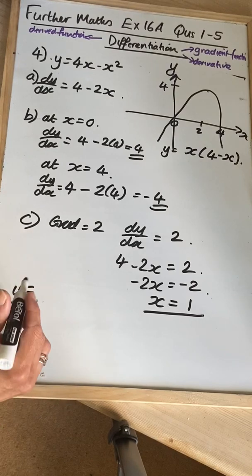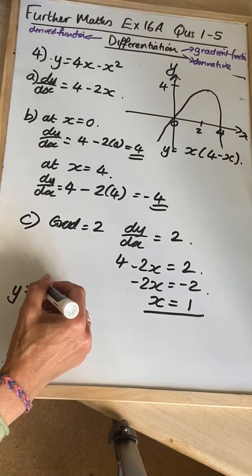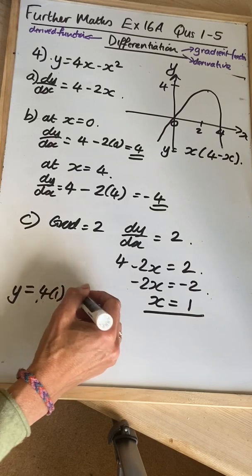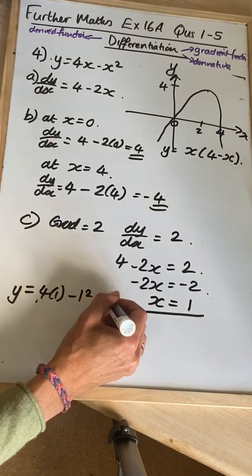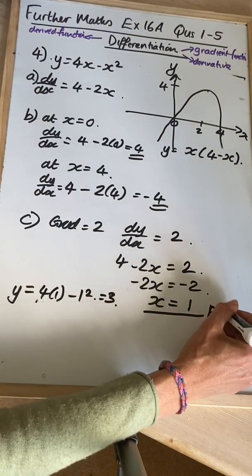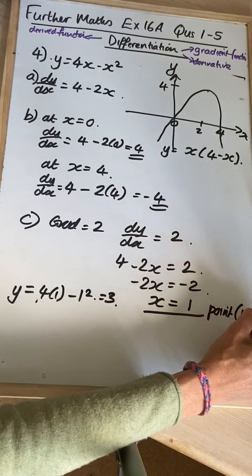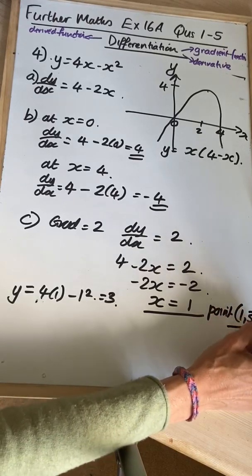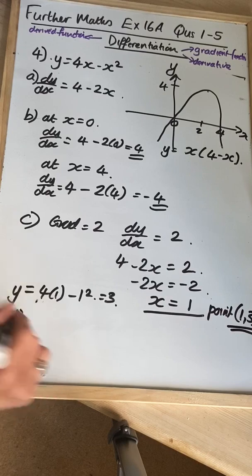I'm just trying to squeeze this in here. y is 4 times 1 minus 1 squared, so y is 3. So our point is at (1, 3). Okay, see if I can squeeze in d.